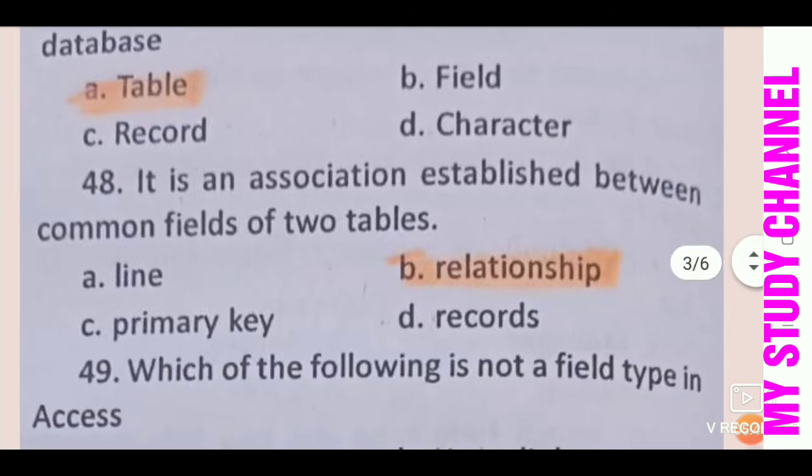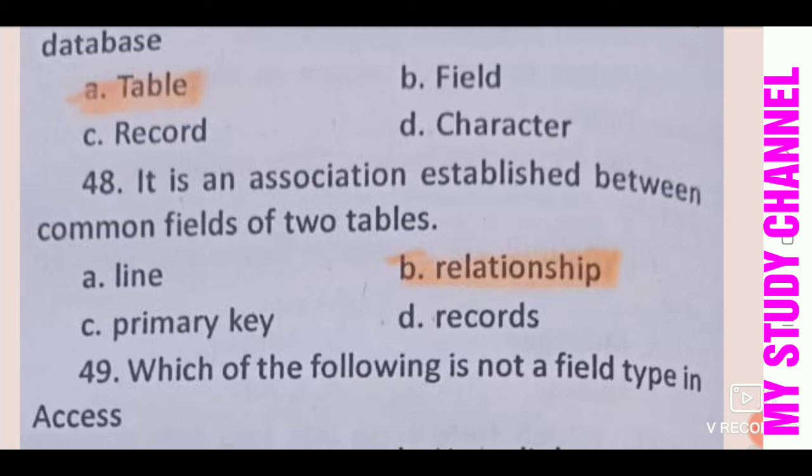Next question is, it is an association established between common fields of two tables. A is line, B is relationship, C is primary key, and D is records. Here answer is relationship. The relationship is an association established between common fields of two tables.